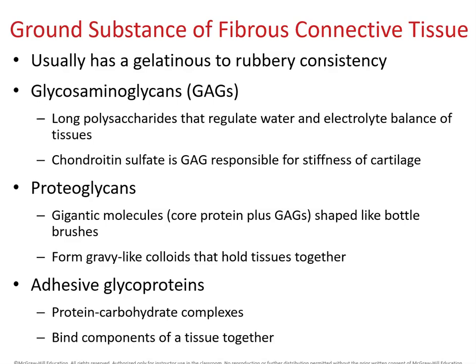Then we have proteoglycans. Proteoglycans are a protein with GAGs attached to them, so it looks like a bottle brush. And this is kind of a weird description, but they form gravy-like colloids, and these are things that kind of hold tissues together. And then we have adhesive glycoproteins. These are another protein, carbohydrate molecule, and their job is to bind different tissues together.